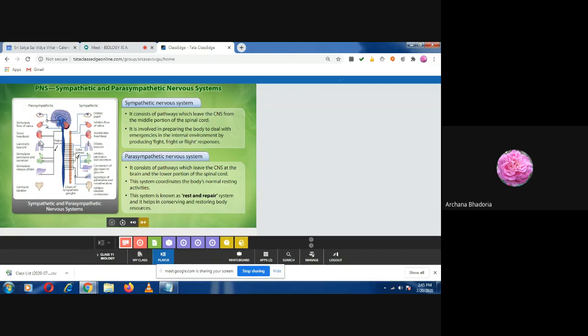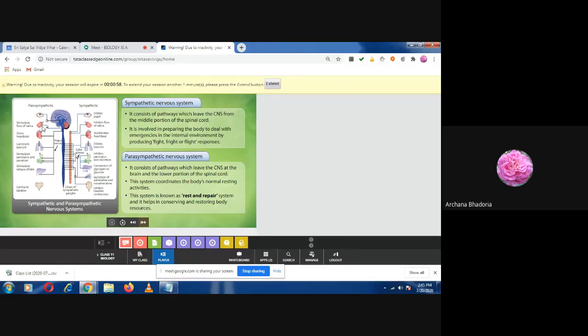Would you make out this thing, everyone? Yes or no? Yes, ma'am. Now try to see the function. If the sympathetic dilates the pupil, then the parasympathetic will constrict the pupil. Here the sympathetic is inhibiting the secretion of saliva, but the parasympathetic nerve will stimulate the secretion of saliva by the salivary gland. Would you get it, everyone?